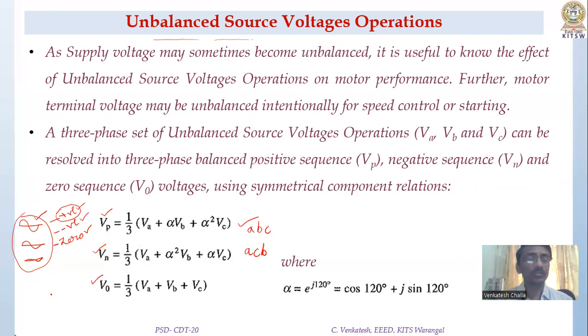Coming to the third one, the zero sequence voltage, all the zero sequence voltages, let us say Va0, Vb0, Vc0, are in phase with each other, and the average voltage will be 1 by 3 into Va plus Vb plus Vc. And this term alpha is given by e to the power j120, that is, 1 at an angle of 120 degrees, which is cos 120 degrees plus j sin 120 degrees.